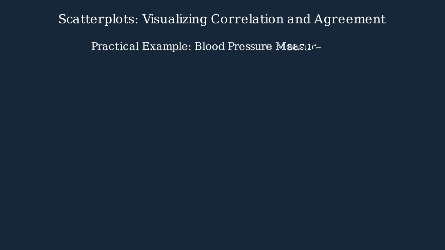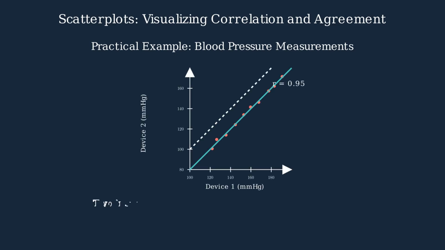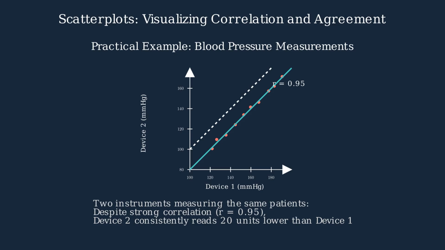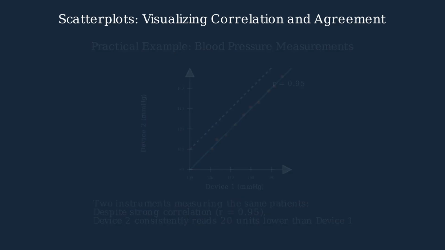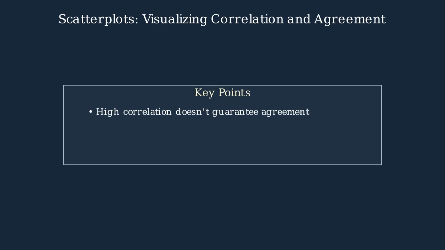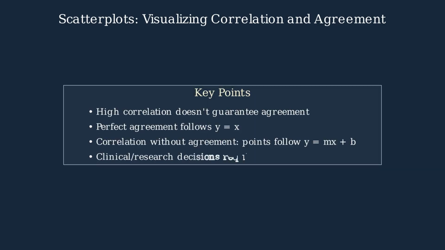Here's a practical example. Imagine two blood pressure devices measuring the same patients. The measurements are highly correlated with an R value of 0.95, but one device consistently reads 20 units lower than the other. To summarize the key points, high correlation doesn't guarantee agreement.